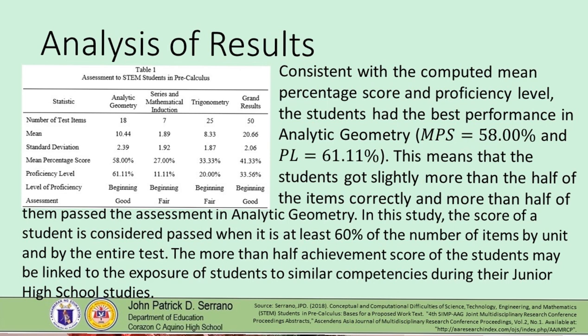Consistent with the computed mean percentage score and proficiency level, the students had the best performance in analytic geometry. MPS equals 58% and PL equals 61.11%. This means that the students got slightly more than half of the items correctly, and more than half of them passed the assessment in analytic geometry. In this study, the score of a student is considered passed when it is at least 60% of the number of items by unit and by the entire test. The more than half achievement score of the students may be linked to the exposure of students to similar competencies during their junior high school studies.